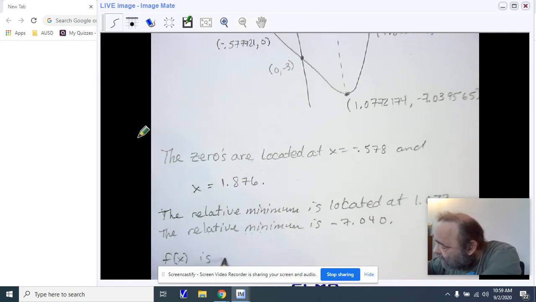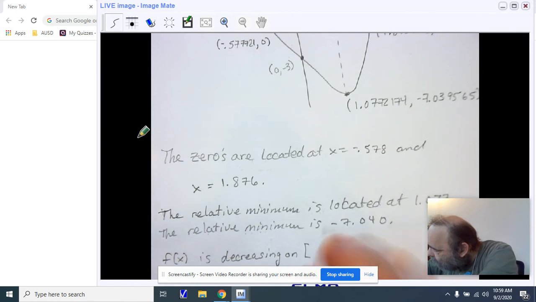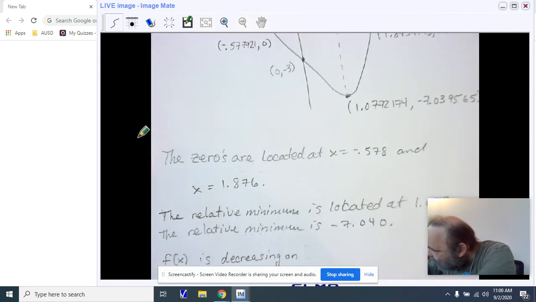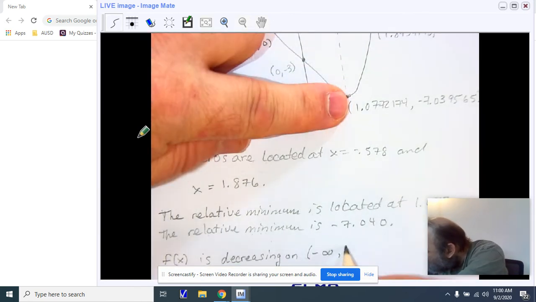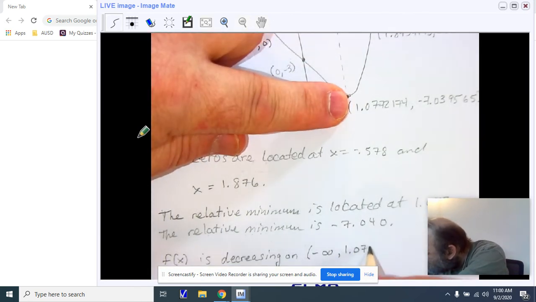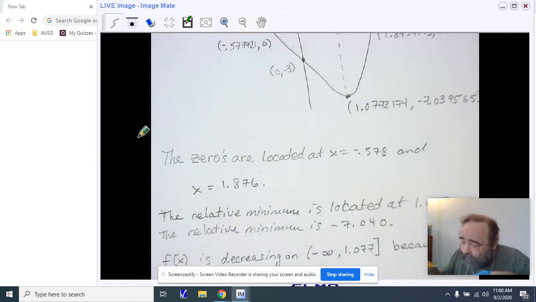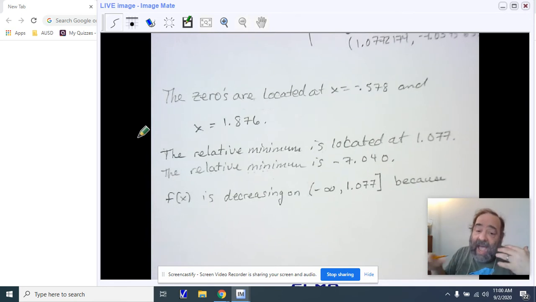F of x is decreasing on, and then we would put, we cannot reach negative infinity, so we're going to use parenthesis there. Watch out for that. I almost made a classic mistake. And I'm going to this value, 1.077. And I use a bracket. This is because, now you have to decide.